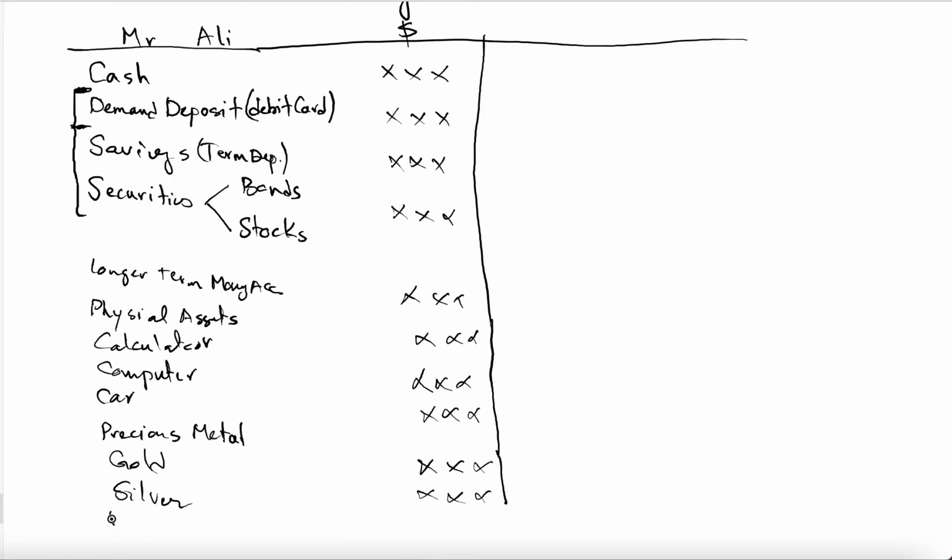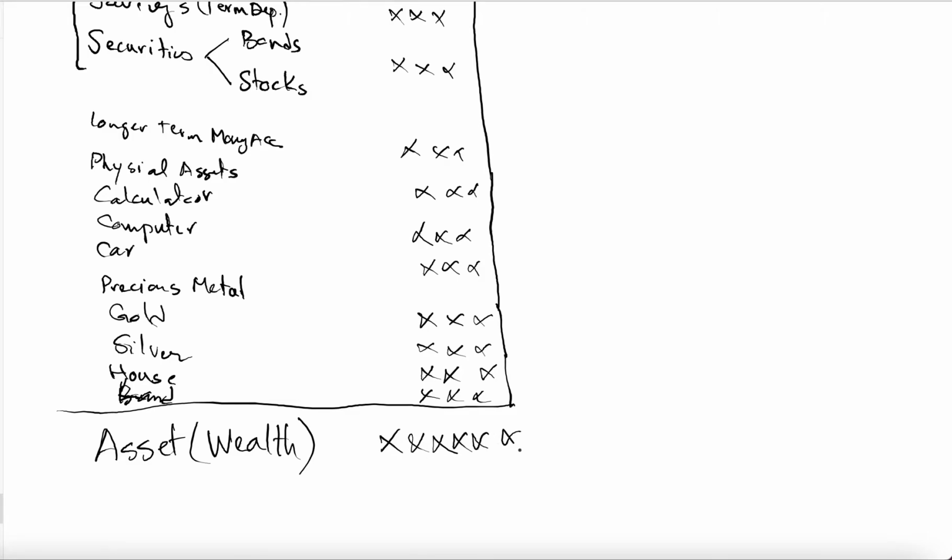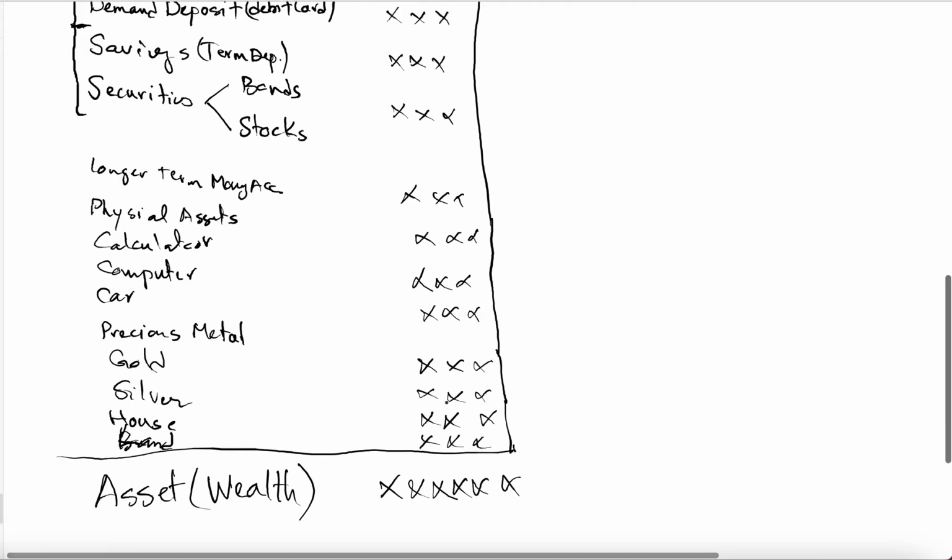And then it might come to the house or buildings, or land. So the land, we put it as the end. Let's say these are the values. So the total amount is called assets or wealth. This is Mr. Ali's wealth, that he's got so many dollars' worth of assets.